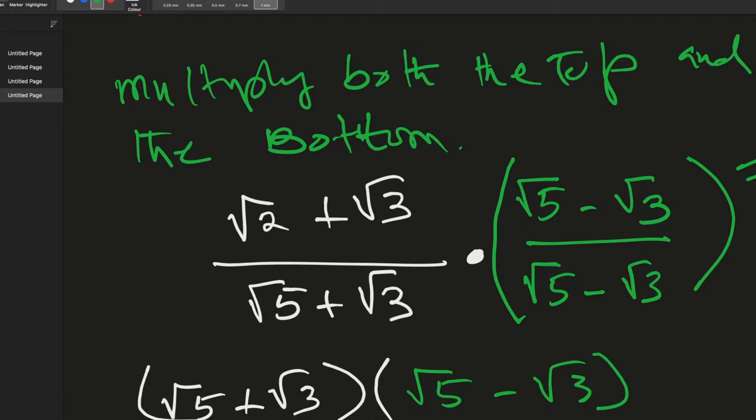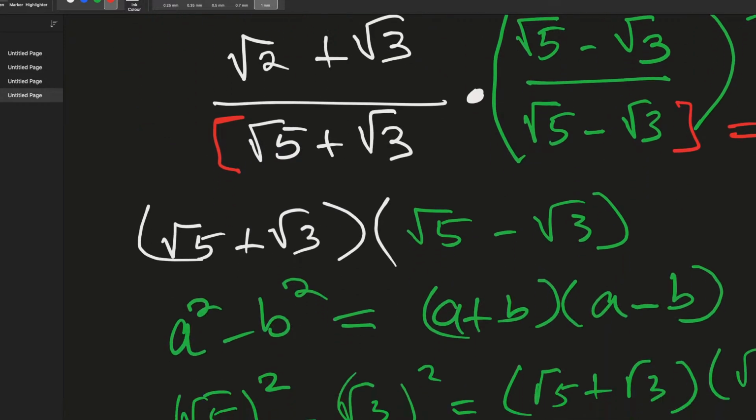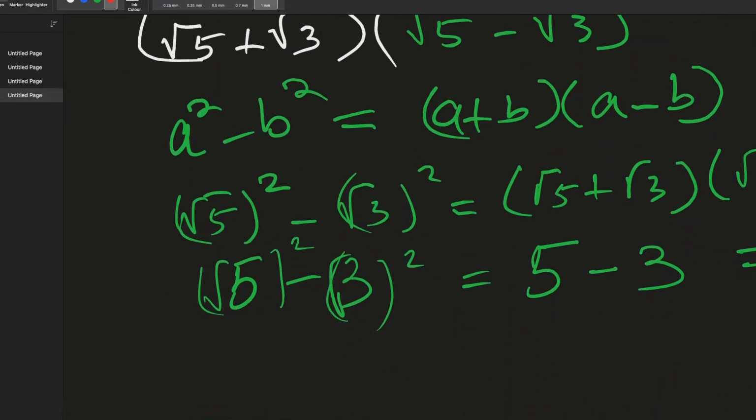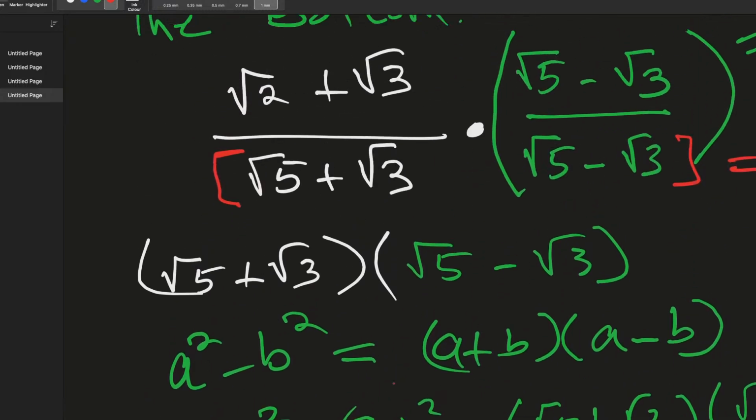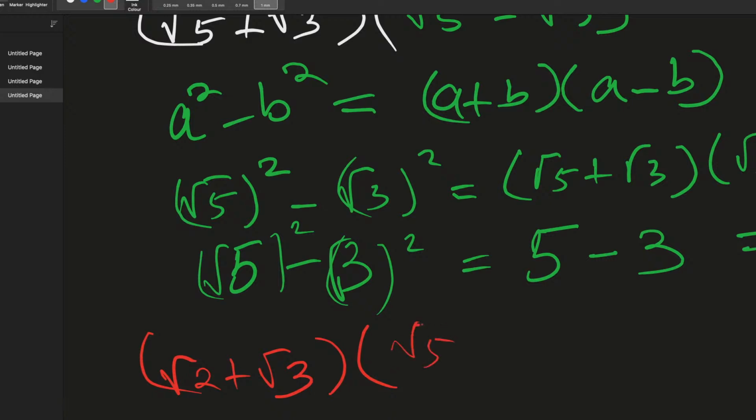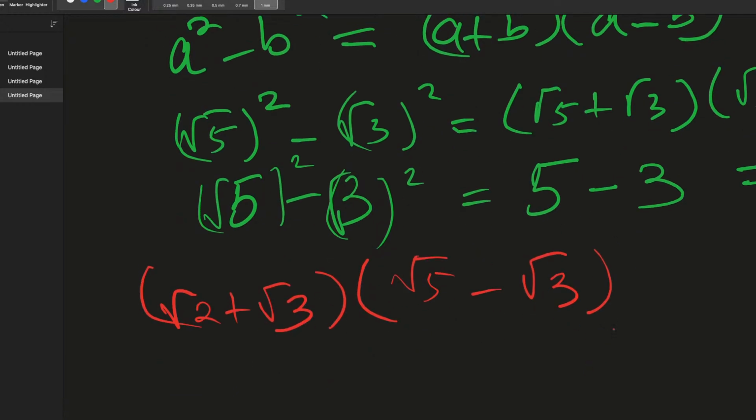So everything we see over here at the bottom is equal to 2. Our concentration now is going to be the top one. The top one, we have square root of 2 plus square root of 3 multiplying square root of 5 minus square root of 3. So that's where we're going to solve. Now let's see, how do you go about this one? We know for sure this is going to multiply this.